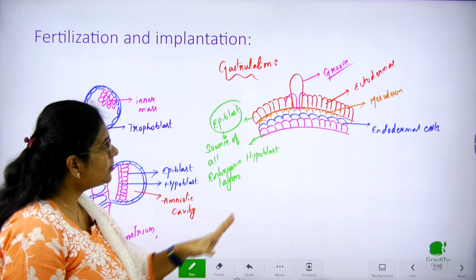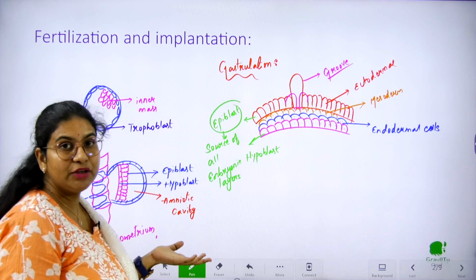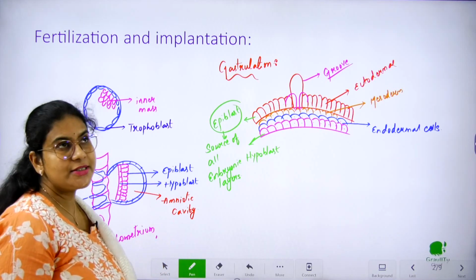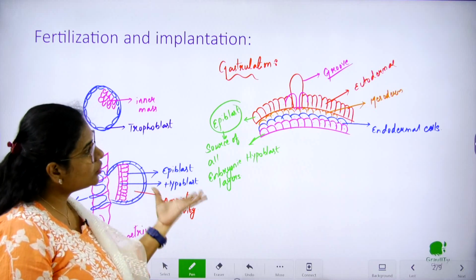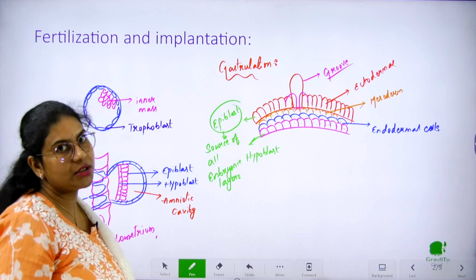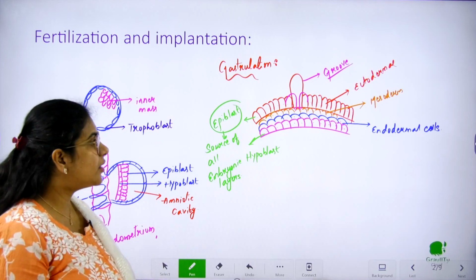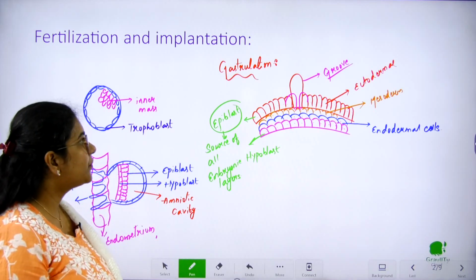From ectoderm, nervous tissue will be formed. From mesoderm, what is being formed? Connective tissue and muscular tissue. And endoderm results in the formation of glands of the body. Ectoderm, mesoderm, endoderm, together they form epithelial tissues. So in the formation of epithelial tissues, all of the three layers are involved. So that is the origin of the entire human body. Understood now?